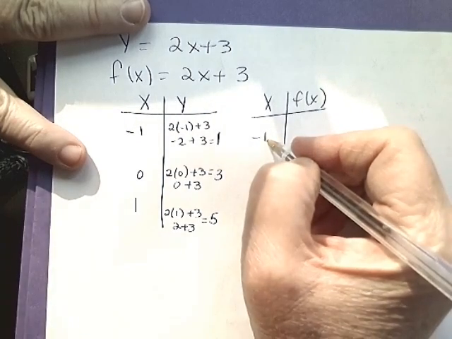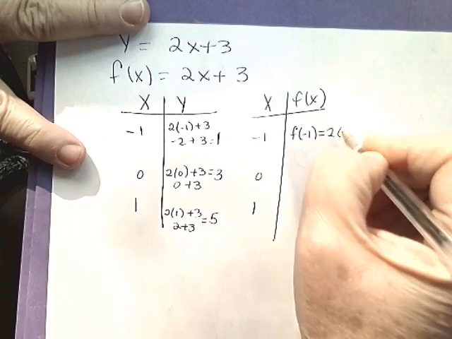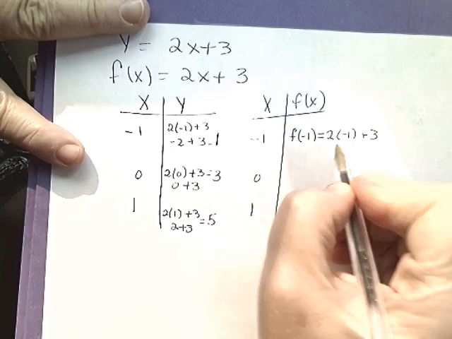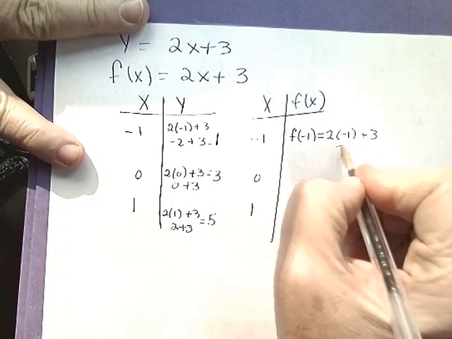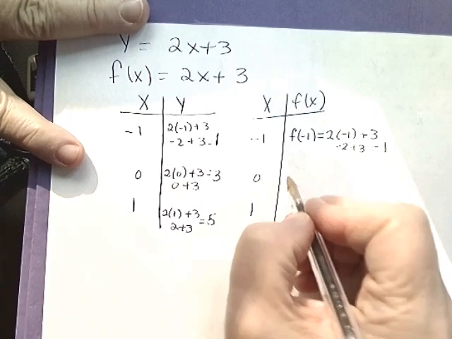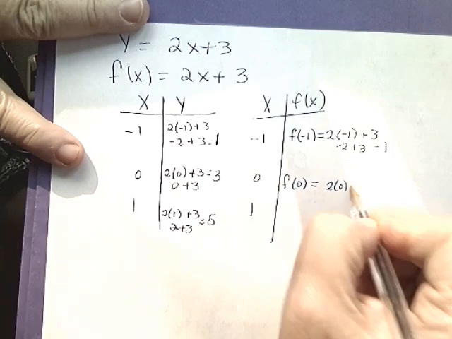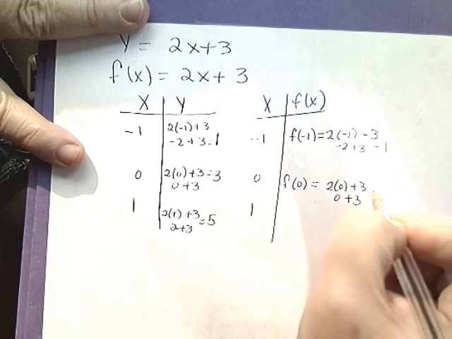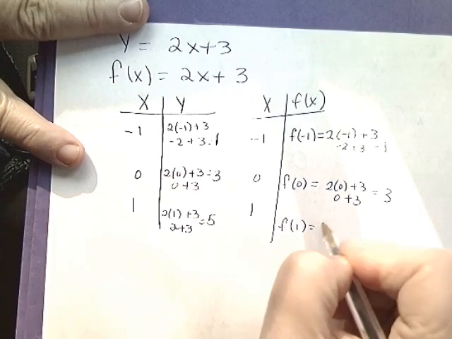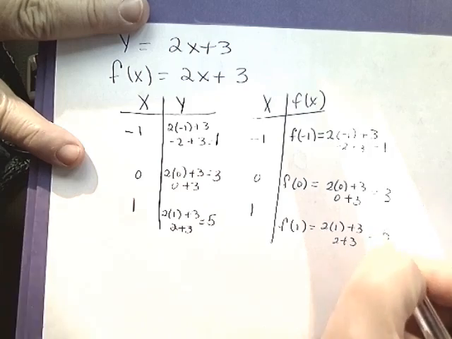If you use -1, you would write f of -1 equals 2 times -1 plus 3. There's really no math involved with this part. This is where you do the math problem. -2 plus 3, which is 1. Then you would use 0. F of 0 equals 2 times 0 plus 3. 0 plus 3 is 3. And then you would use 1. 2 times 1 plus 3. 2 plus 3 is 5.